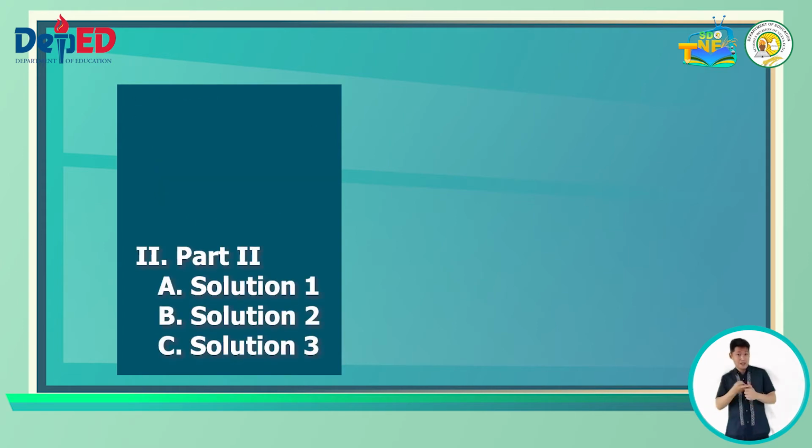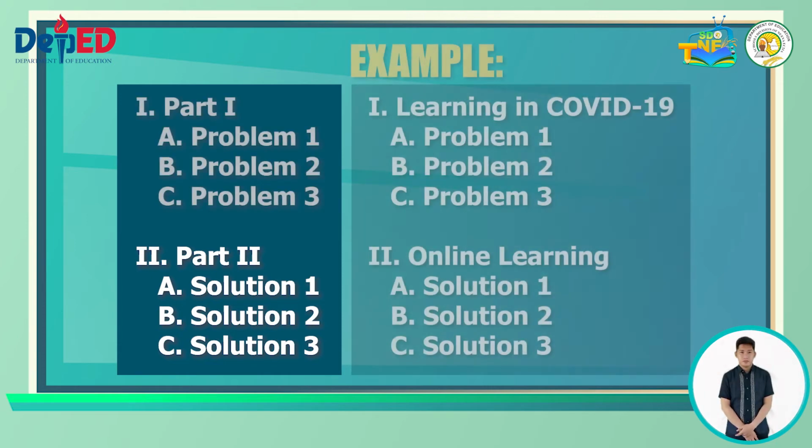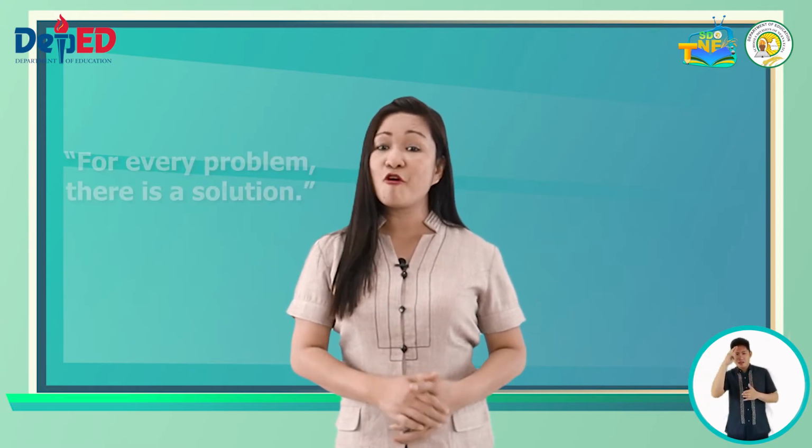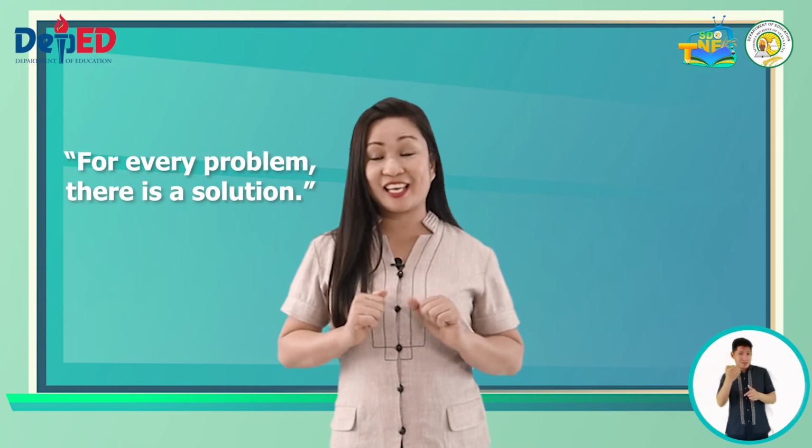While on the second part, the focus is on the solution. For the following paragraph, you, as the writer, may identify a potential solution and support the effectiveness of the mentioned solution, among others. Here is an illustration on how the problem-solution pattern of writing should be done. This pattern of development reminds us that for every problem, there is a solution.